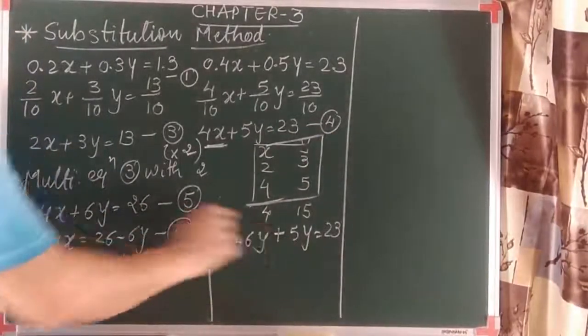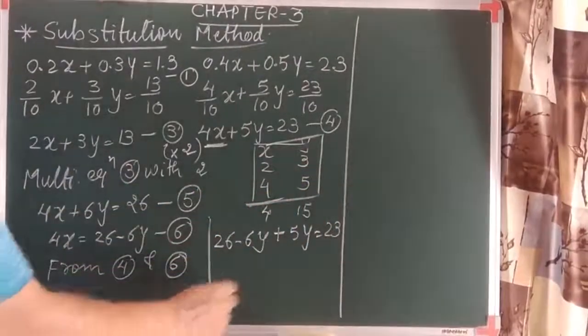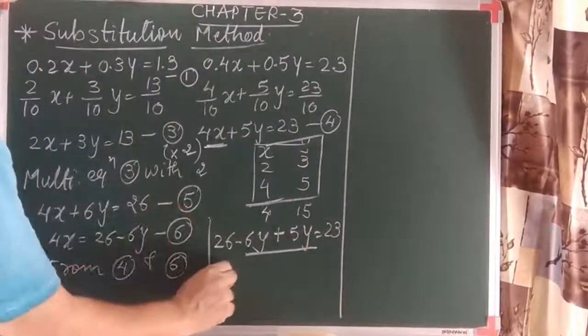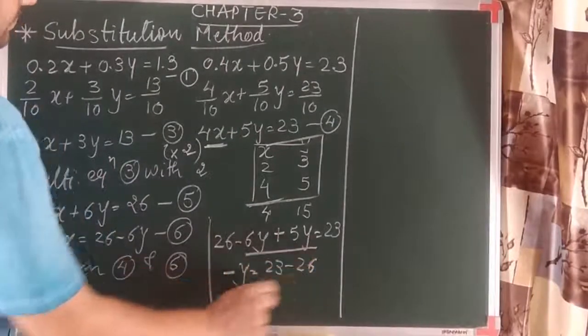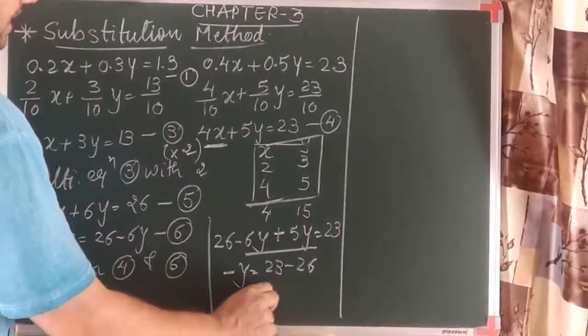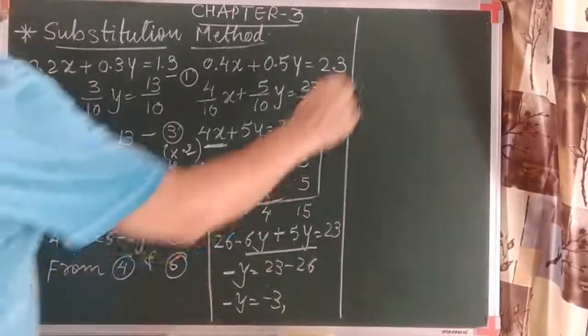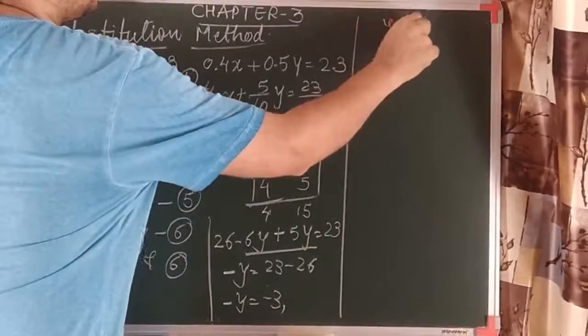You can see that now we have only one variable in the equation. I'll take 26 to the right hand side, so it must be subtracted. Minus y is 23 minus 26. So minus y is equal to minus 3. So we can say the value of y is 3.